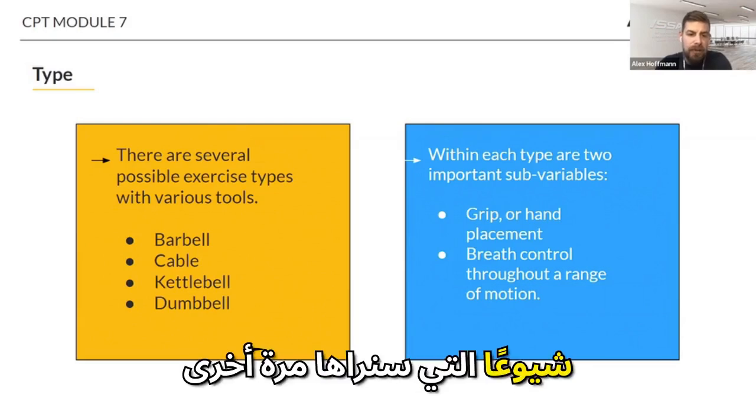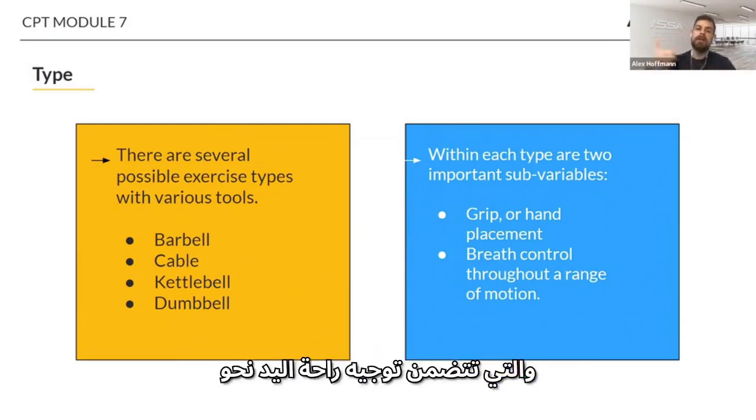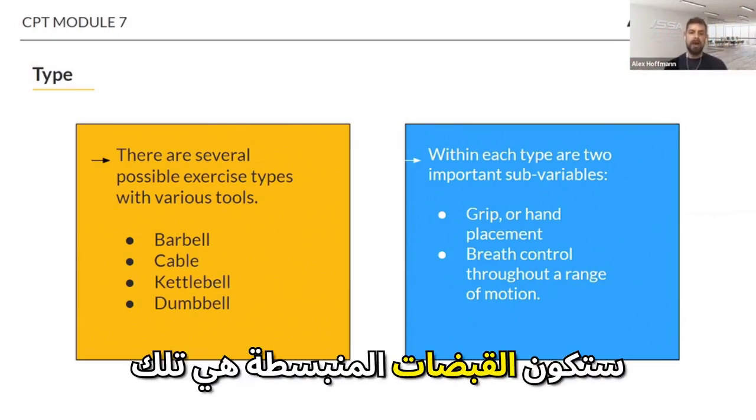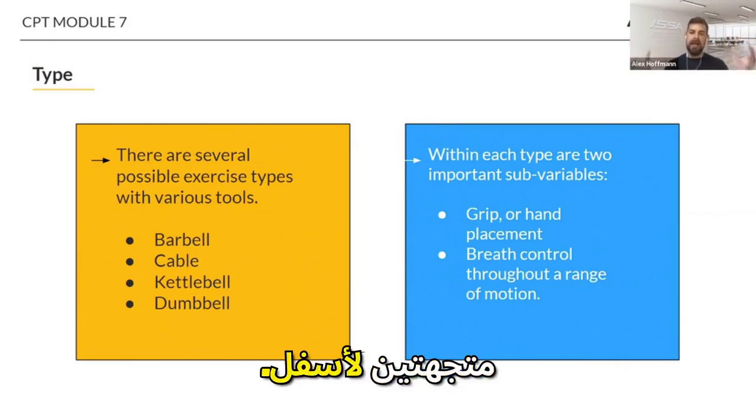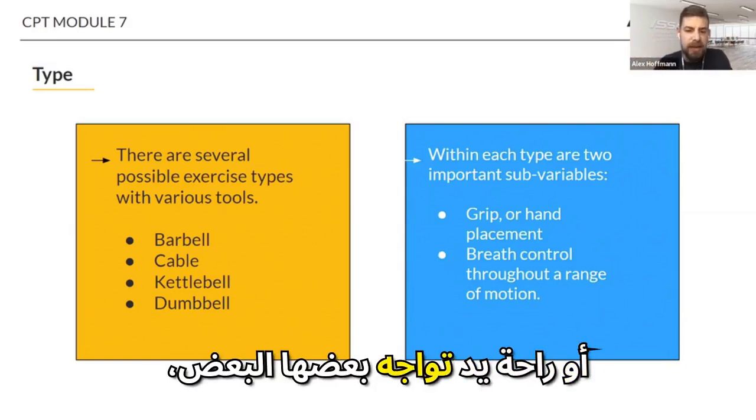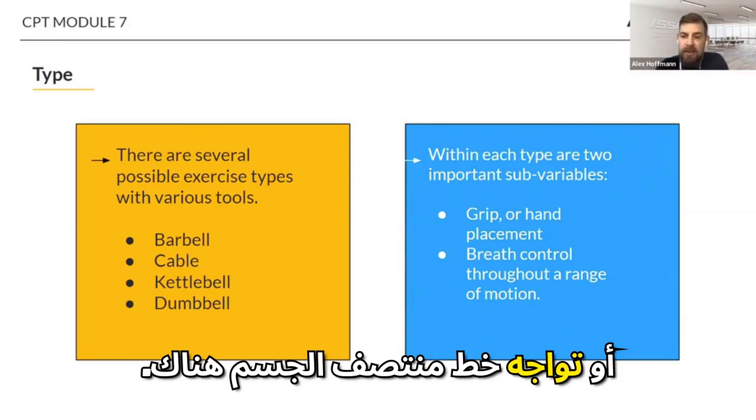Typically, the most common grips that we're going to see again are that supinated grip, which is the palms facing towards the ceiling or towards the body. Pronated grips are going to be hands facing down. Neutral grips are just hands or palms facing each other or facing towards the body's midline.